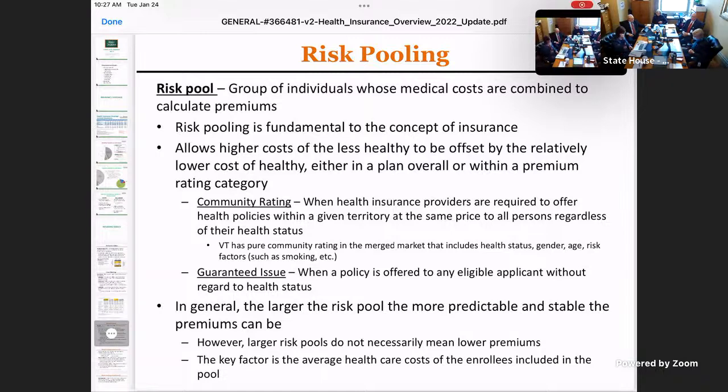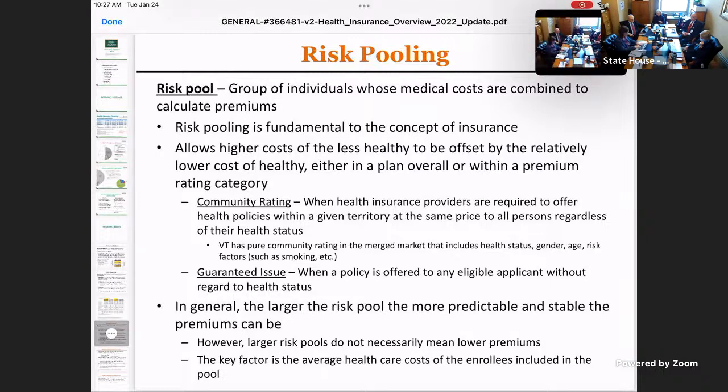And then guaranteed issue is just the concept that when a policy is offered, really any eligible applicant can purchase that policy regardless of their health status. So the idea that we're not saying you can't purchase this policy at this price because you have a history of very high healthcare costs. So those are two concepts to keep in the back of your mind.